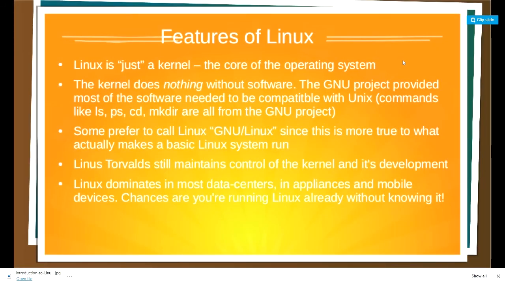Now, what are the features of Linux? Linux is just a kernel, the core of the operating system. The kernel does nothing without software. The GNU project provides most of the software needed to be compatible with Unix. Commands like ls, cd, mkdir, all come from the GNU project. Some prefer to call it GNU/Linux, since this is more true to what actually makes a basic Linux system run. Linus Torvalds still maintains control of the kernel and its development. Linux dominates in most data centers, in appliances, and mobile devices. Chances are you're running Linux already without knowing it.